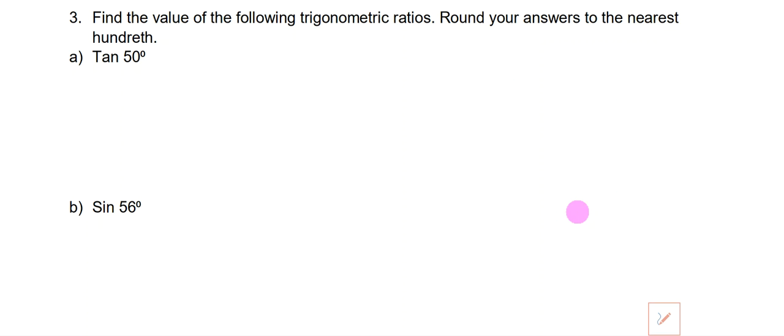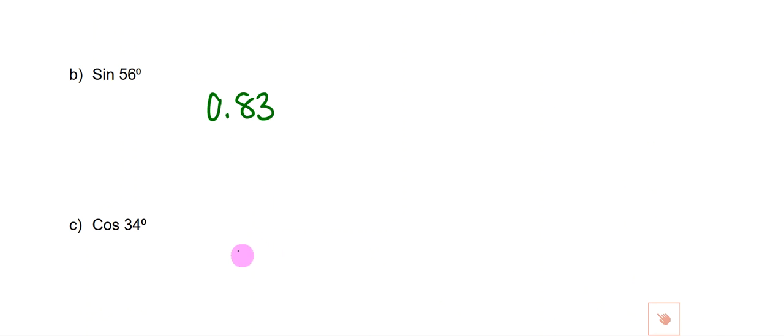Find the value of, I wrote these down, just use your calculators, just to check that you remember using the calculators. I haven't written the unrounded answers, but if you round correctly, the tan of 50 is 1.19. So the nearest 100th is the second decimal place. Okay. Sine of 56 is 0.83 rounded correctly, and cos of 34 is also 0.83 rounded correctly.